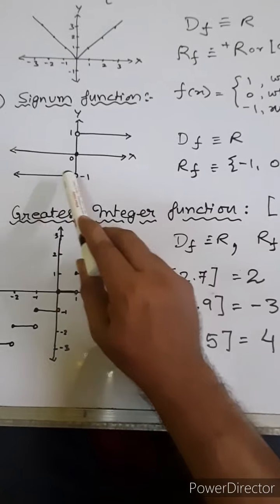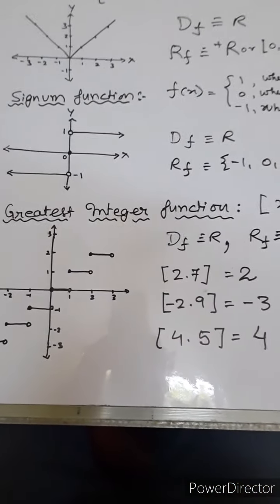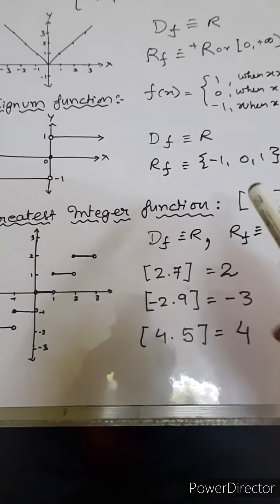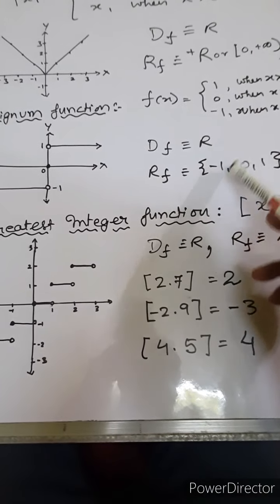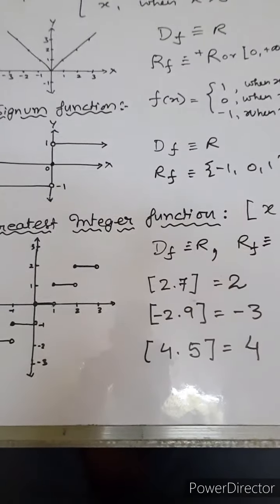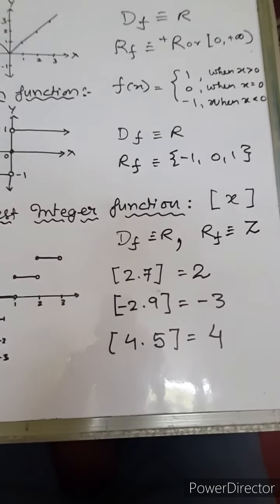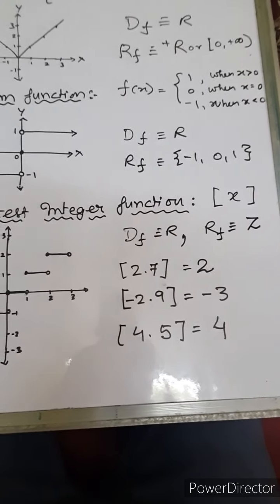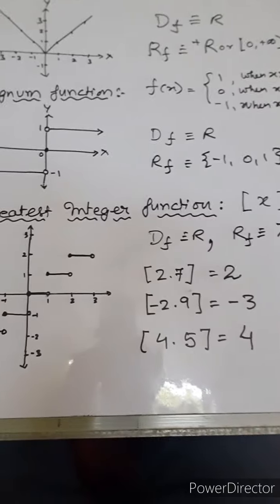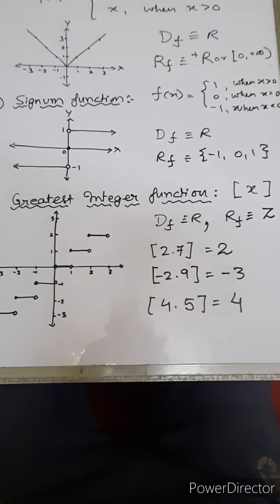You can see here, any value you take x less than 0, the value of the function is -1. Next is the domain and range of the signum function. The domain of the function is defined for all real numbers, and the range of the function will be only 3 values: -1, 0 and 1.